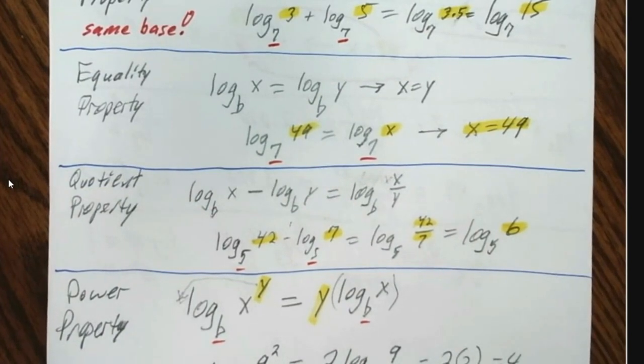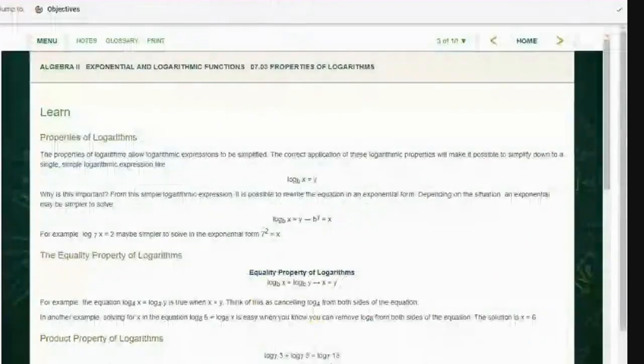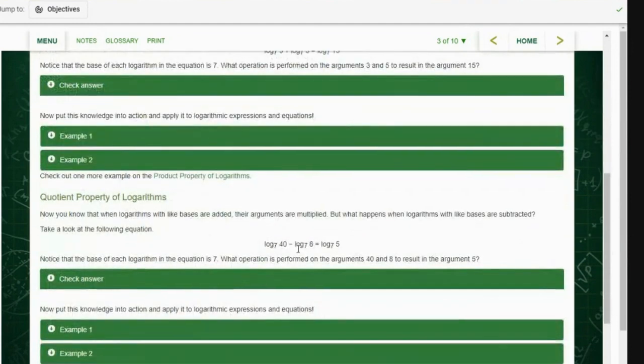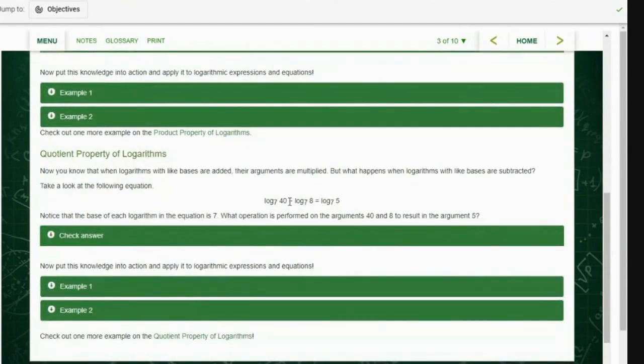All right. So let's see how we've done with Buzz here. Same thing. Equality property: log b of x equals log b of y. That means x equals y. So we have that one. Quotient property, that's if you're subtracting, right? Same base. You can just take 40 divided by 8, which is 5.